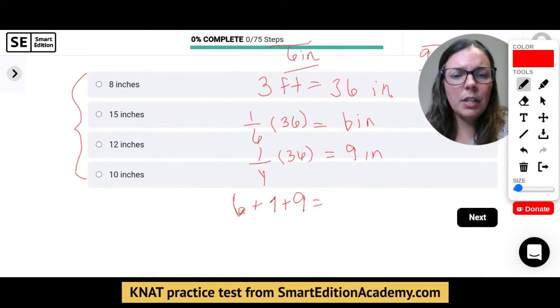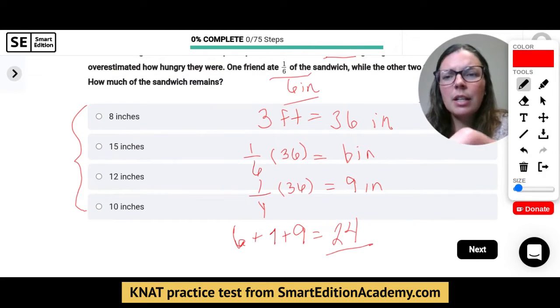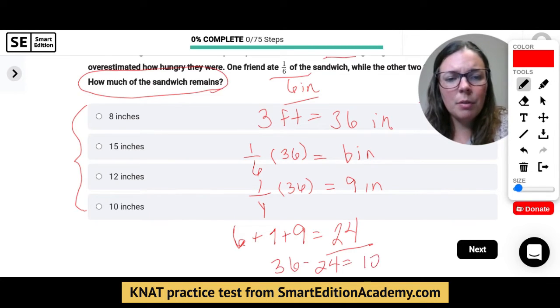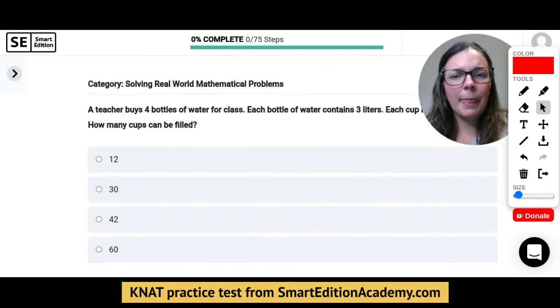Okay, 6 plus 9 would be 15, plus 9 more, I think that should be 24. Okay, so they ate 24. And if you look at what the question is asking, it says how much of the sandwich remains. So 36 minus 24 will give me my answer, which should be 12. They should have 12 inches left.